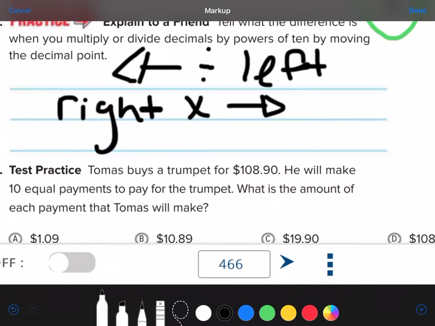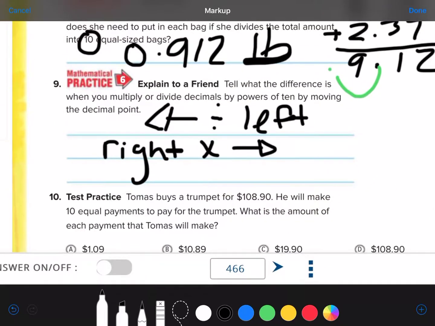Number 10, test practice. Thomas buys a trumpet for $108.90. He will make 10 equal payments to pay for the trumpet. What is the amount? So it's division, which means we just move that decimal point right there, one spot. So we have our total is 10.89. Each payment is going to be that. Do you see that right there? Yep. Letter B is your answer.